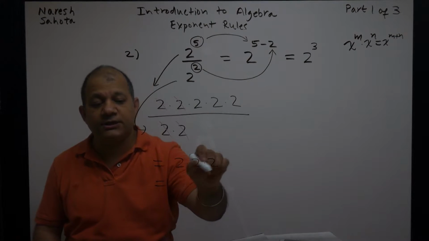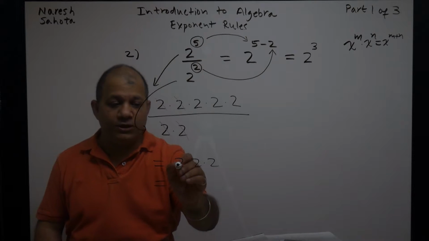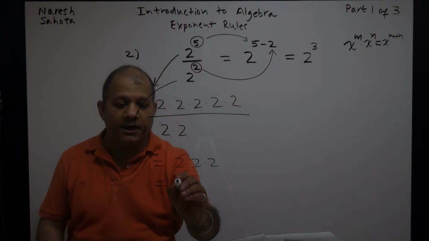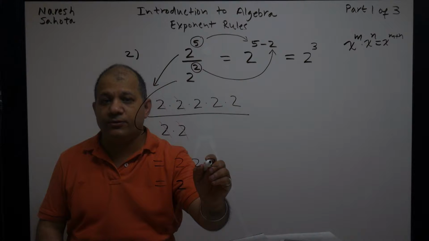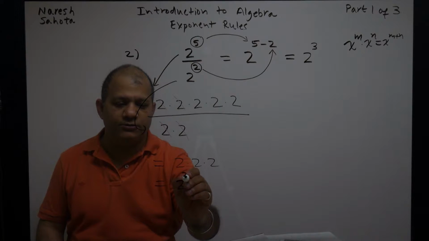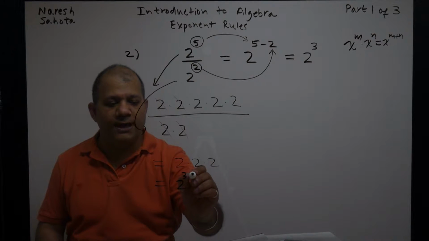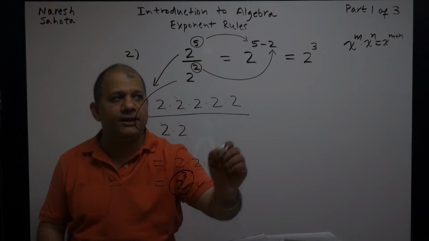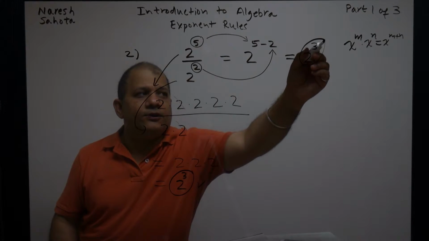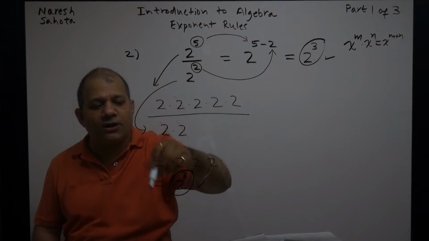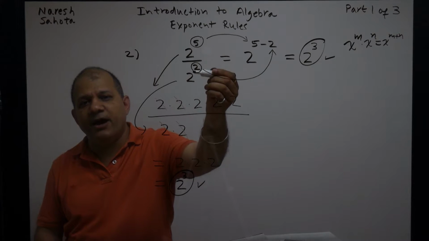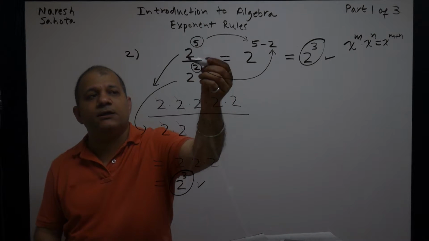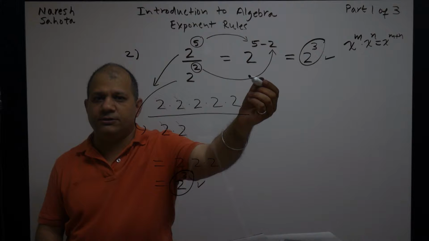And now can we put this back into the exponent form? So the base is 2, and how many times is it being multiplied? 3 times. So the exponent on this would be 3. So now compare this, 2 to the 3, and this is what we got here, 2 to the 3. So this is our proof that when we divide same bases, we end up subtracting the exponents.